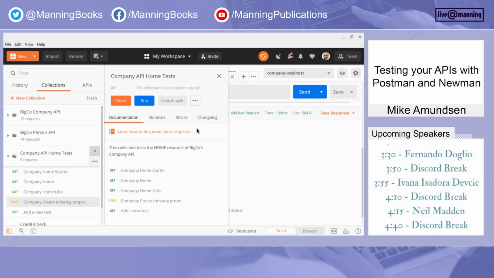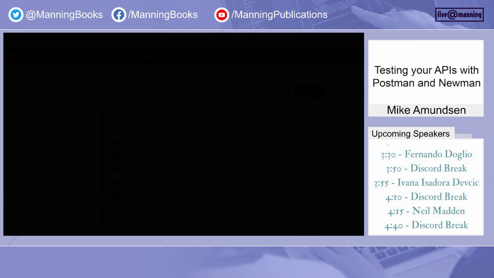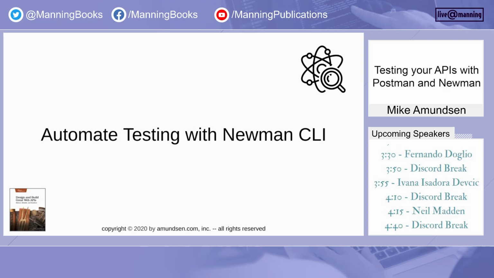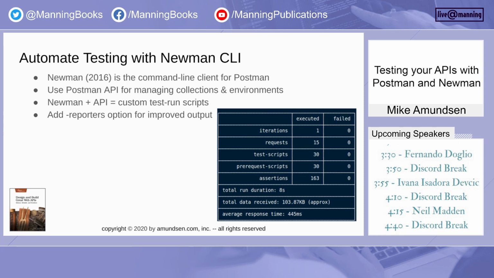Let's move on now to talk about how we can do this at a command line level and not just at the UI level. All right, so finally, how do we start to automate this whole process? I love the Postman UI, but I have a lot of CI/CD pipeline or build tools or processes or scripting that I need to do. And that's where this idea of a command line interface comes in handy in a tool called Newman. So you can automate your testing with Newman CLI.